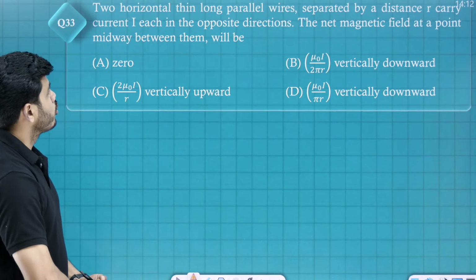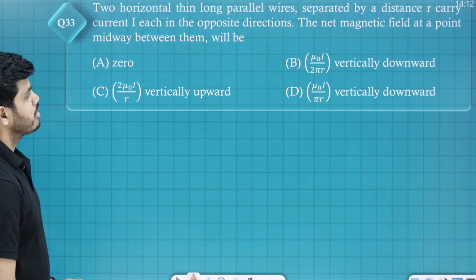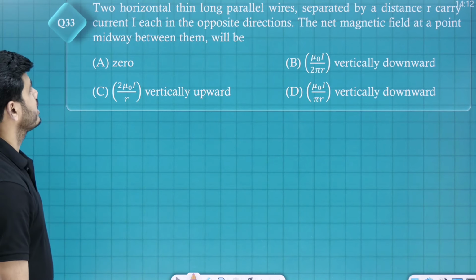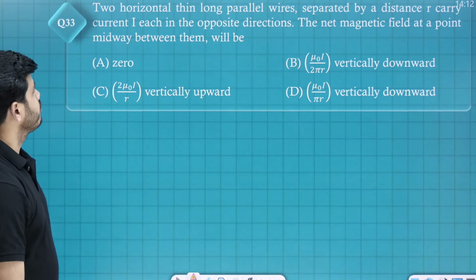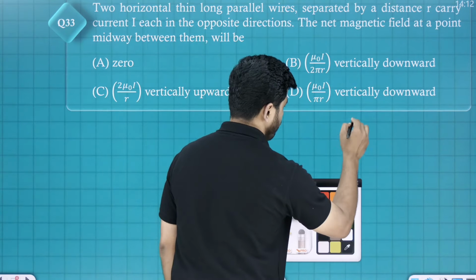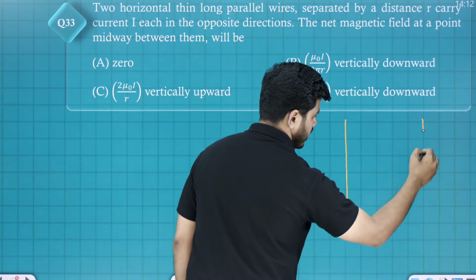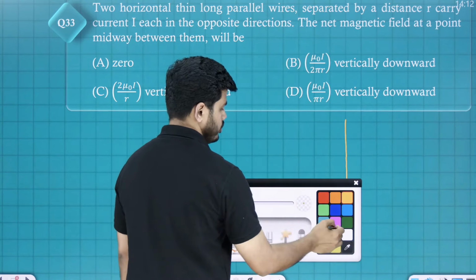Two horizontal thin long parallel wires separated by a distance R carry a current I each, in the opposite direction. The net magnetic field at the point midway between them will be. Yes, this time we have two parallel wires. You are not asked to find out the force. Instead, the magnetic field due to these two wires.